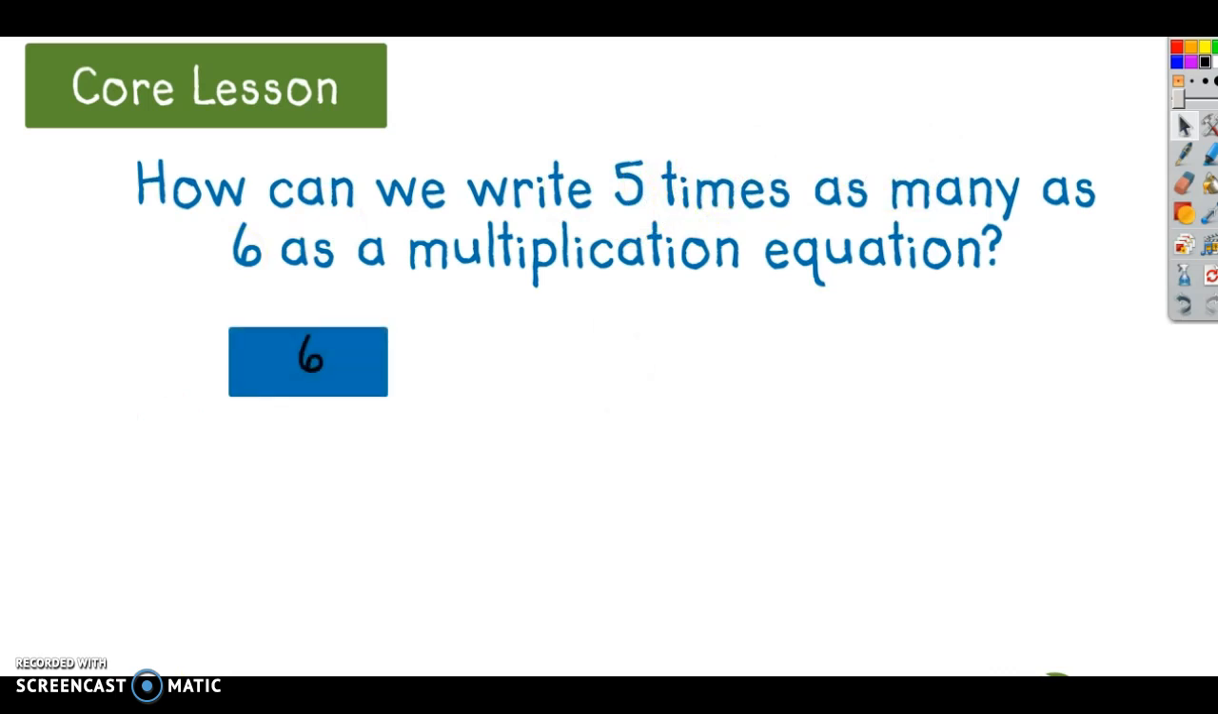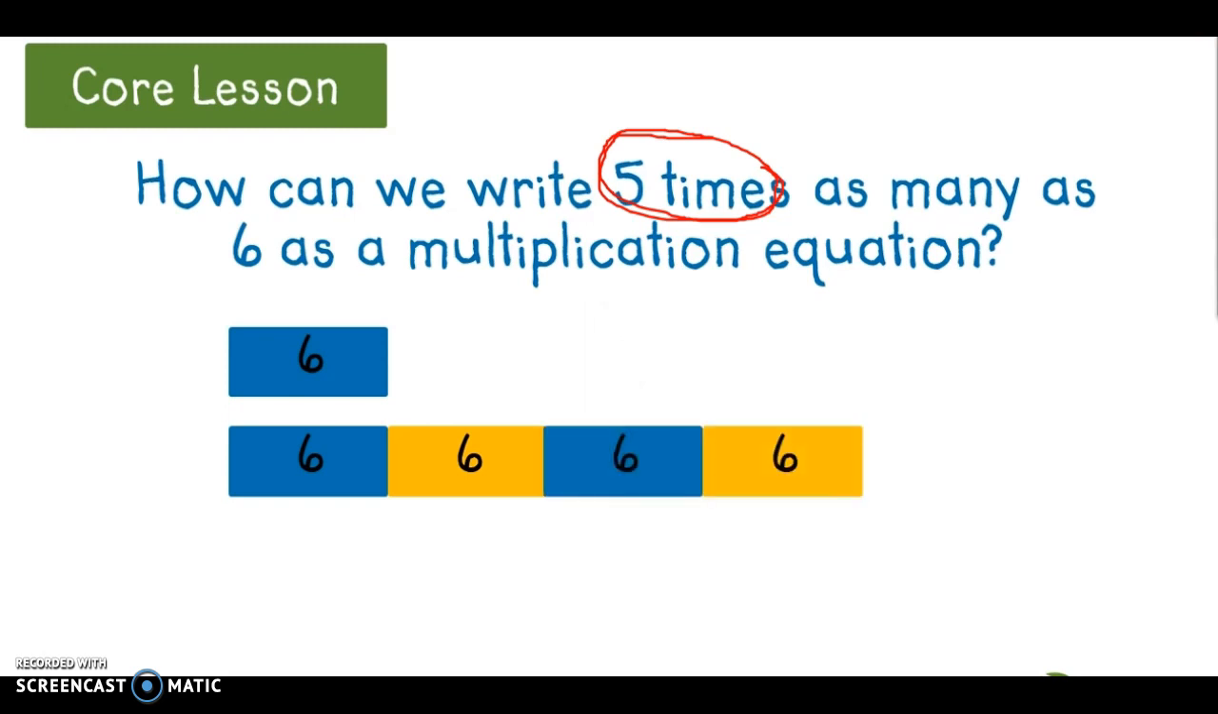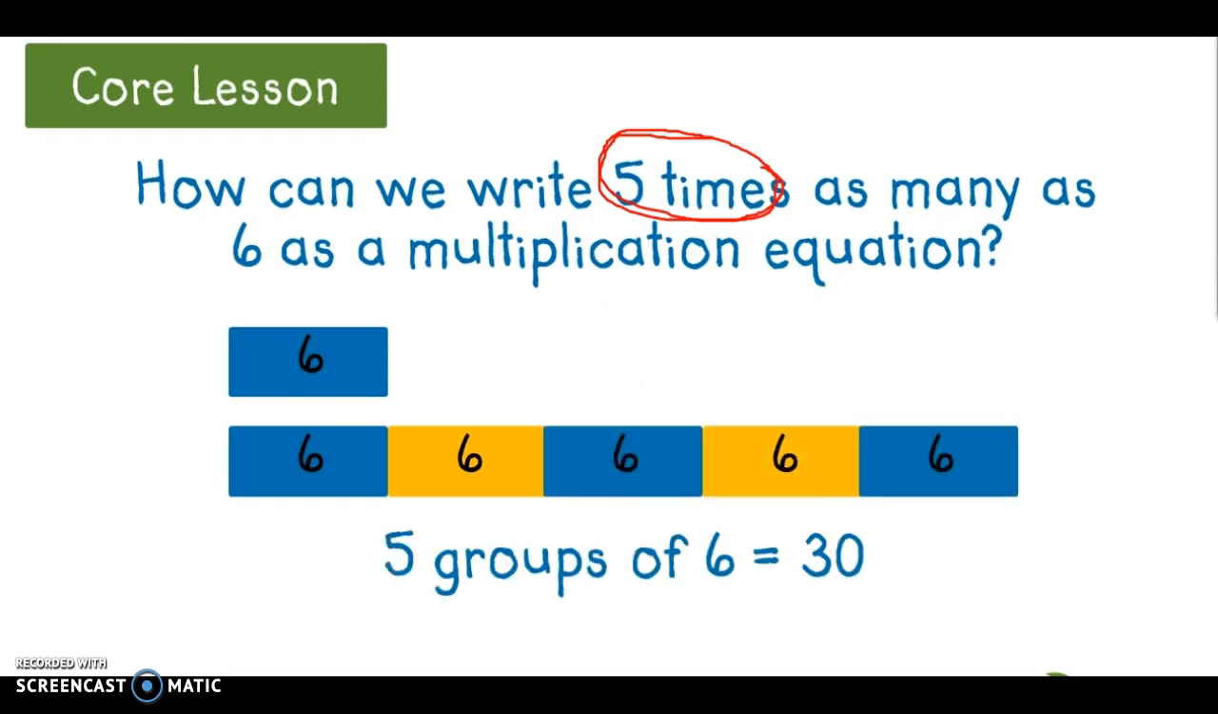Here again, 6 is the number in each group, because we're doing as many as 6, and we're going to do it 5 times. So that's going to be the number of groups. 6 are going to be in each group. So then we did 6 5 times. 5 groups of 6 equals 30. So the equation that you were looking for would be 5 times 6 equals 30.